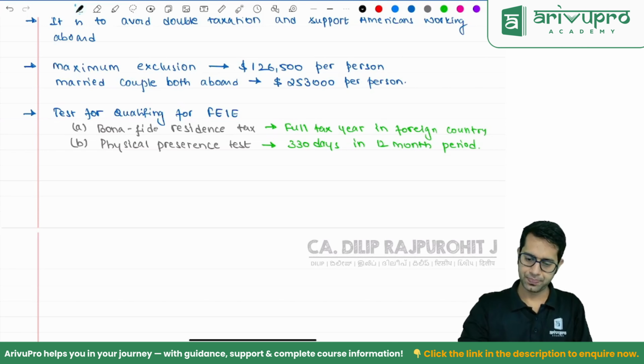Then we have one more type of exclusion or deduction called foreign housing exclusion. So if there is any house you have in the foreign country, then this deduction or benefit will be given if it is paid by your employer. Some small concept it is, okay.